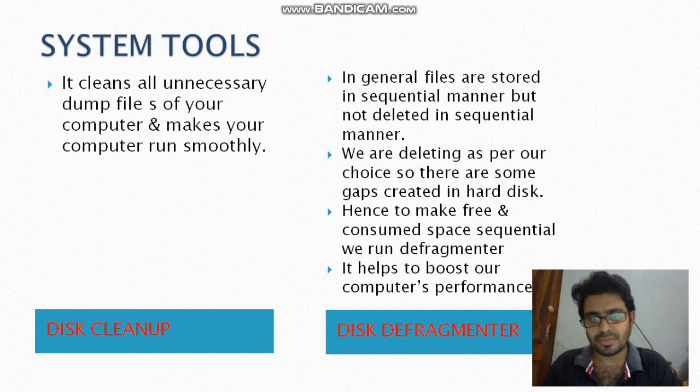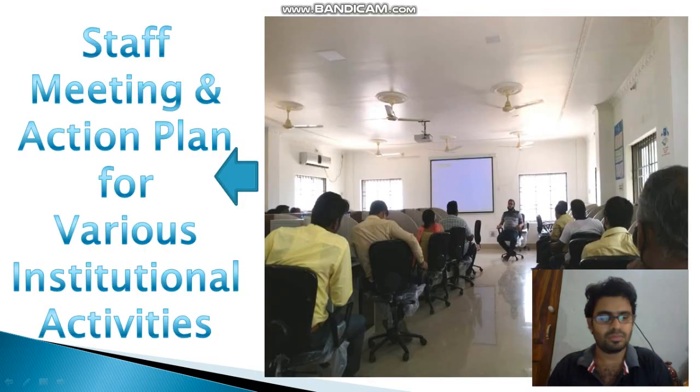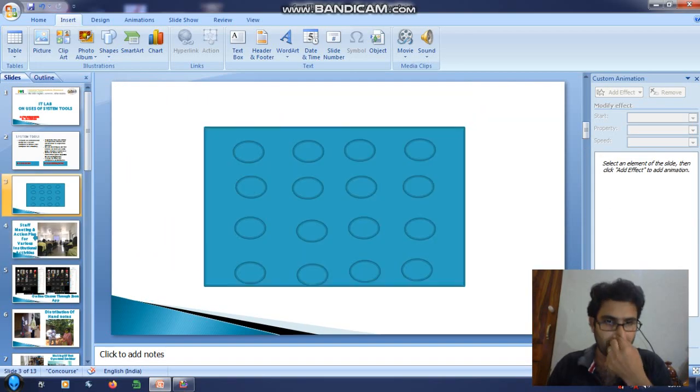So come to the example. If you are unable to understand, I am showing you an example so that you will understand easily. Come to this example. So you can say this is the memory of your computer. You can say this is the hard disk, and these round circles are the data that are stored in your computer. I am taking a small part.